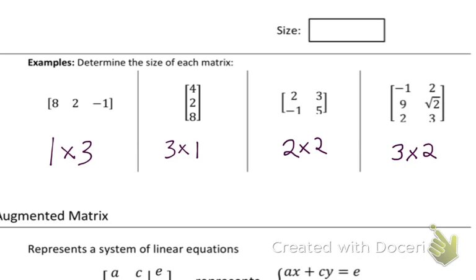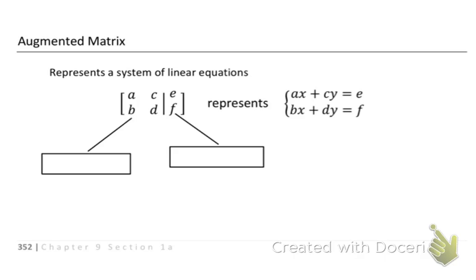Not terribly important today, but it's going to be important when we start multiplying and dividing and adding, because just knowing the size is going to let us know whether we can do a certain operation or we can't. So it's going to be important later on. What's more important today is we're going to talk about augmented matrices or an augmented matrix. We need to use an augmented matrix in order to solve linear equations. So this is an example of an augmented matrix.